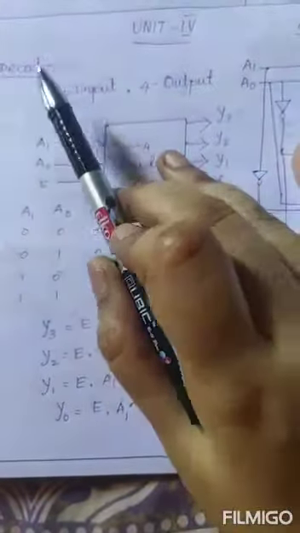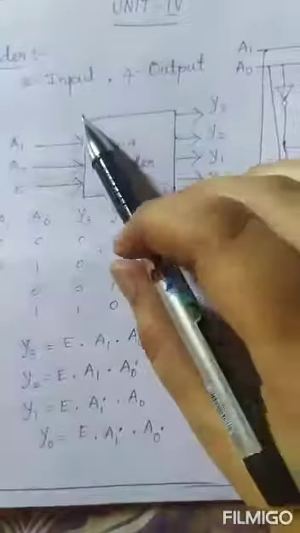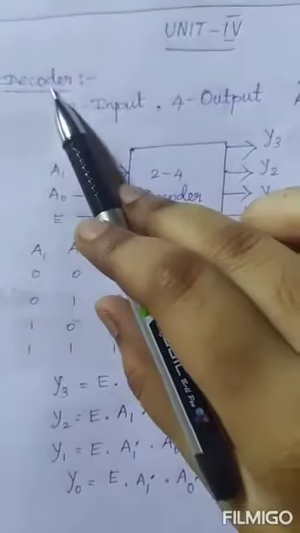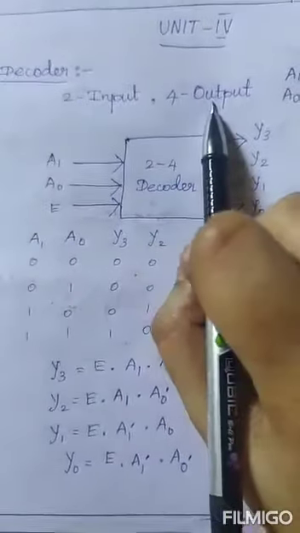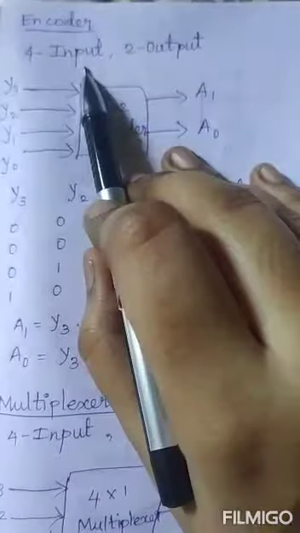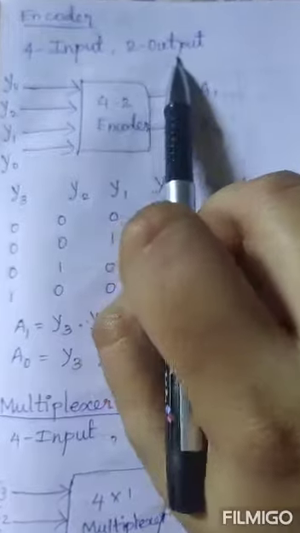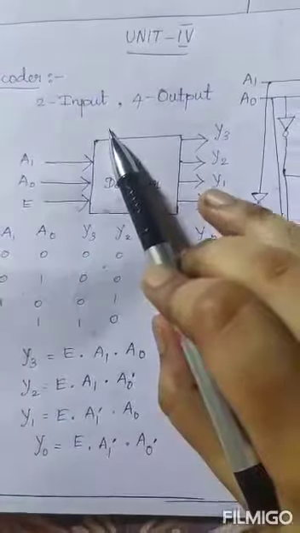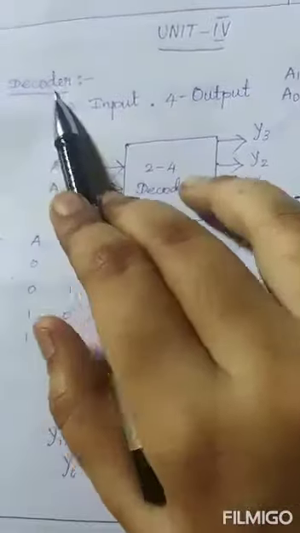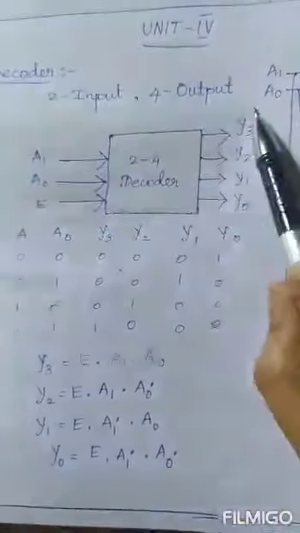We are going to see the basic difference between the decoder and encoder. In the case of a decoder, we have 2 inputs and 4 outputs. But in an encoder, we have 4 inputs and only 2 outputs. The reverse of the decoder is the encoder. So first we can see this decoder. It has 2 inputs and 4 outputs.